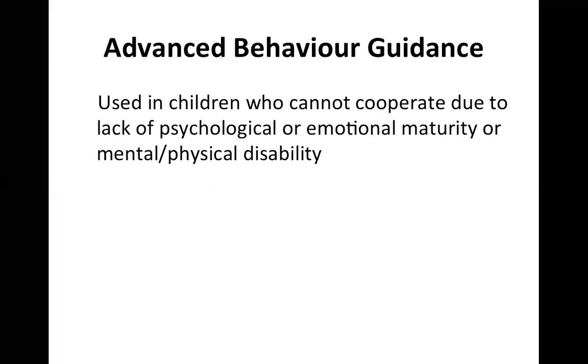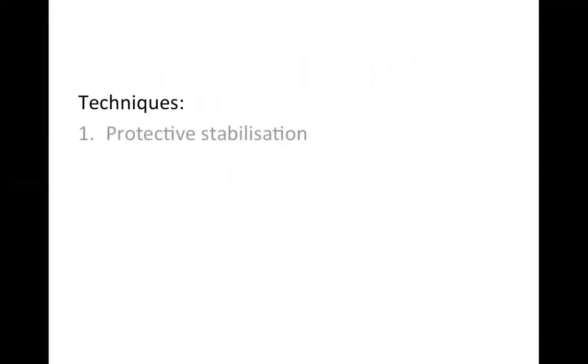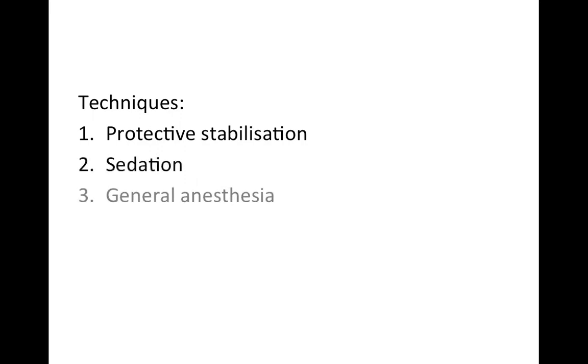Then there is advanced behavior guidance, in which you can use analgesics, barbiturates, and benzodiazepines for sedation, and you work with those children who cannot cooperate due to a lack of psychological or emotional maturity. The techniques include protective stabilization, in which you can use a board to bind the child on the board. Then you can use sedation, and then GA, general anesthesia.